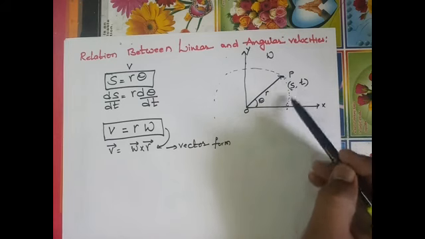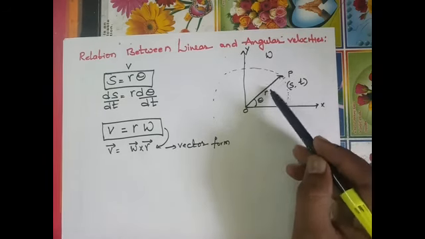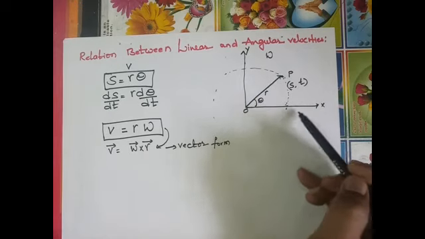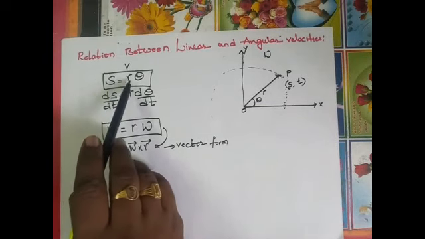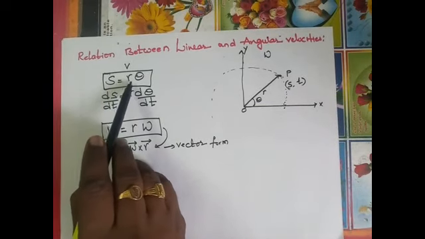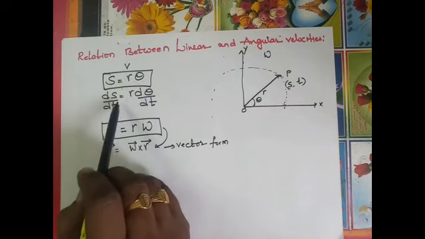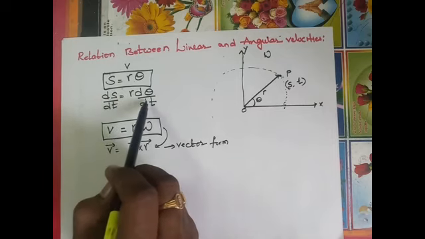The distance of arc is equal to the product of radius and the angle theta it makes with the x-axis. Here the representation is s equal to r theta. Let us differentiate this equation with respect to t, then we'll get ds by dt is equal to r into d theta by dt.